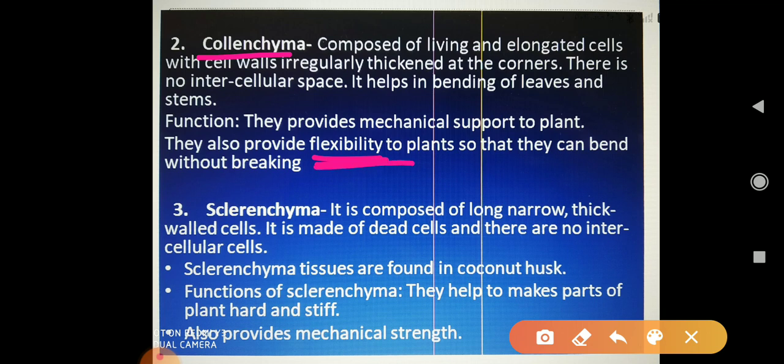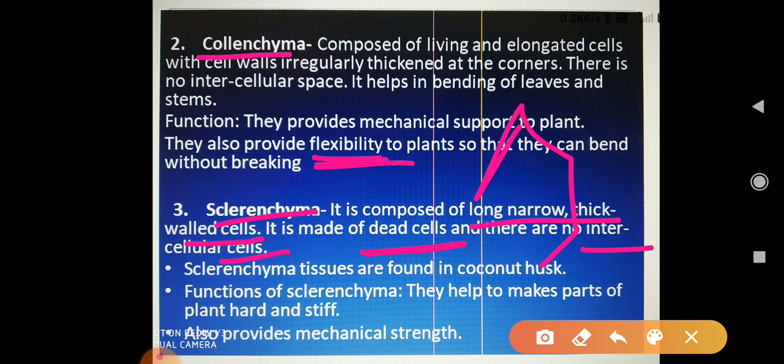Okay. Now next is Sclerenchyma. It is composed of long, narrow, thick-walled cells, and it is made up of dead cells. If we compare these three, then the first two are living and this is dead. No intercellular space. Now see, the cells are like this.